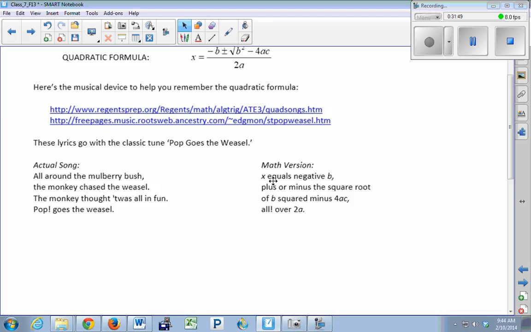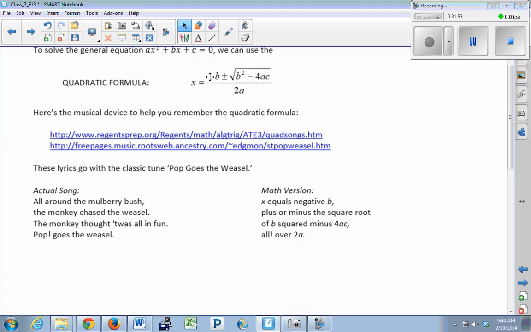So here's what the math version looks like. This is what we're going to sing. X equals negative b plus or minus the square root of b squared minus 4ac all over 2a.